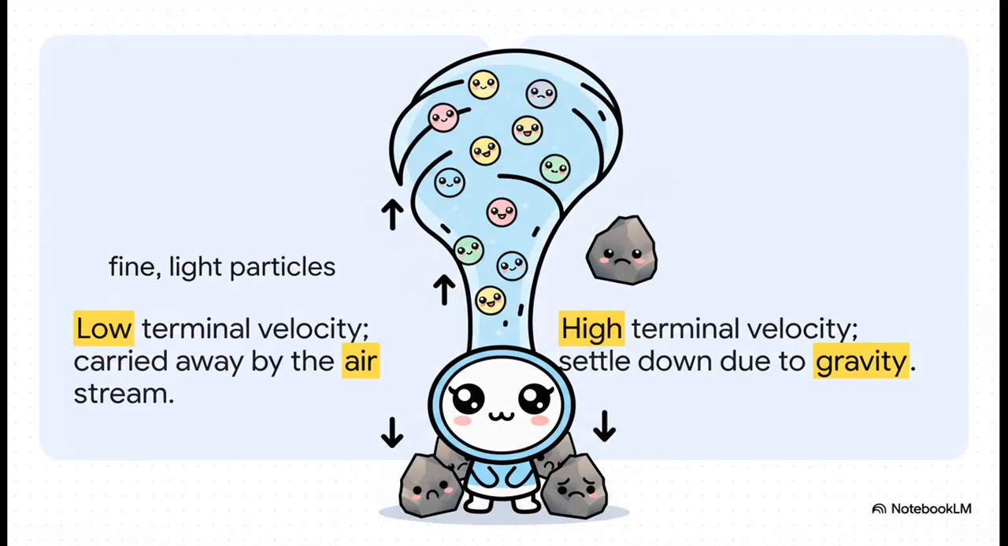Okay, so this is where the real science comes in. It all boils down to this thing called terminal velocity. Basically, every particle has a speed where the force of gravity pulling it down is perfectly balanced by the air pushing it up. Now, tiny, fine particles have a low terminal velocity. It doesn't take much air to lift them up and carry them away. But the bigger, coarse particles have a high terminal velocity, so gravity pretty much always wins, and they fall right down. That difference, that's the whole secret.